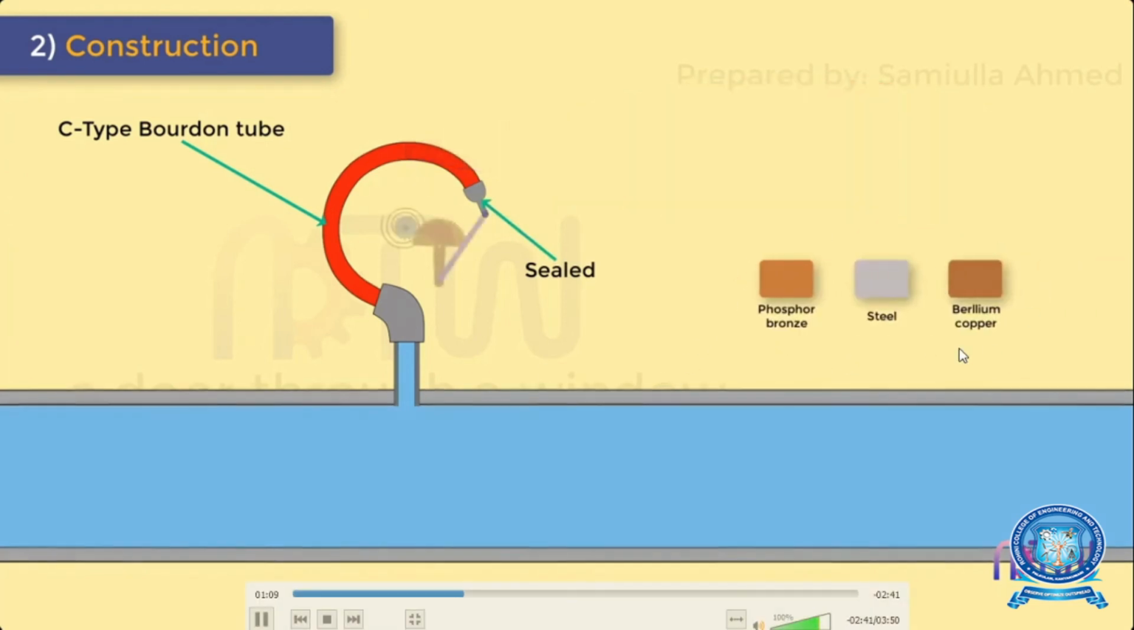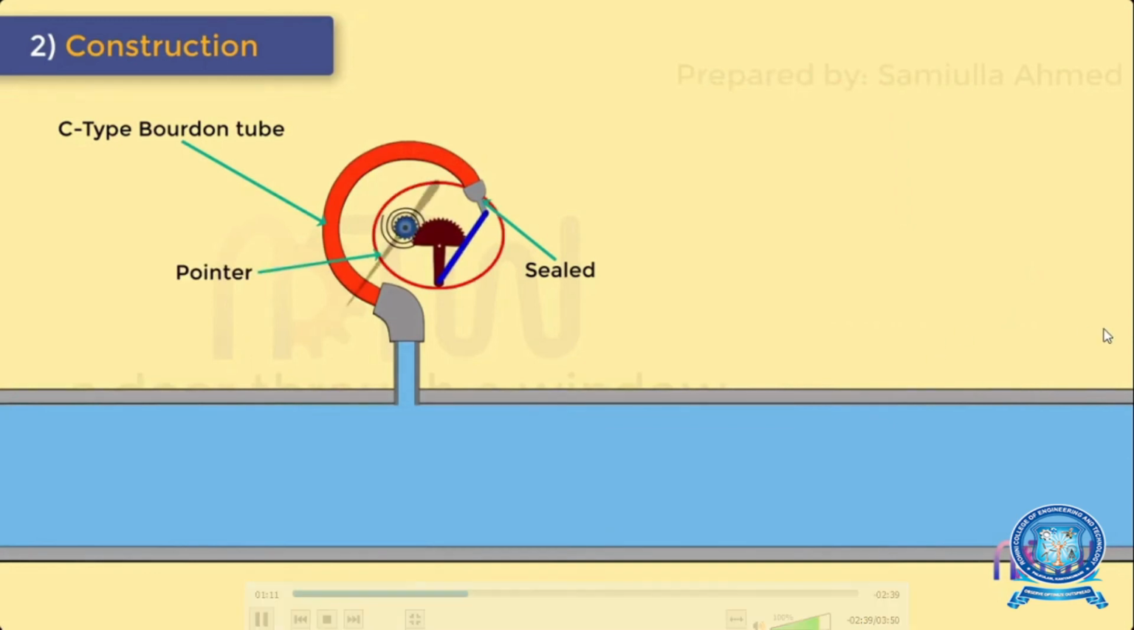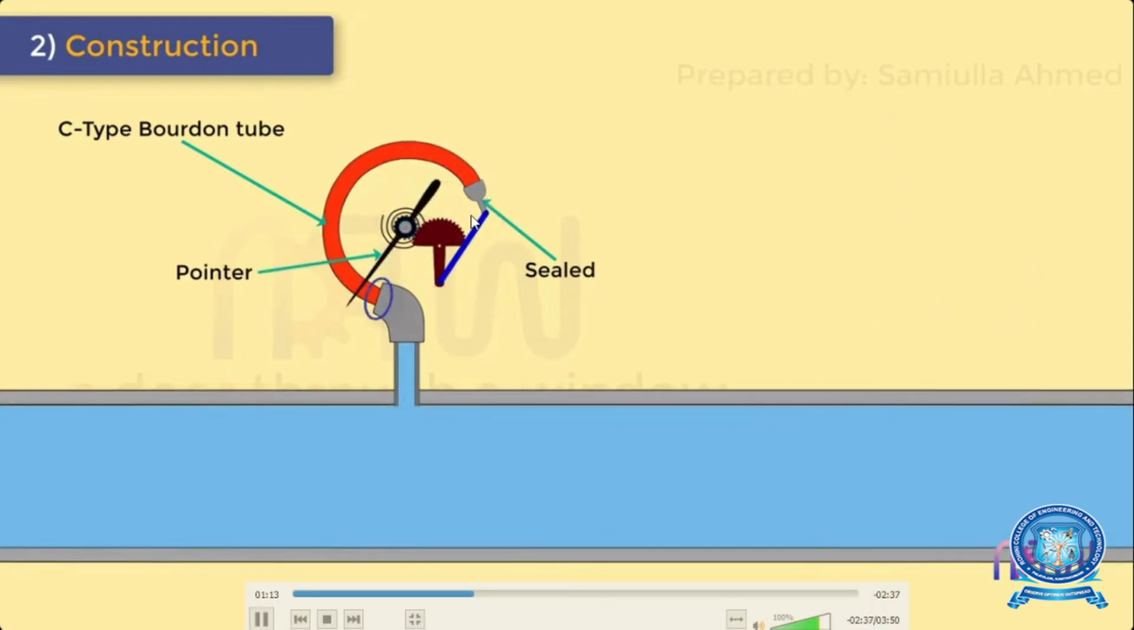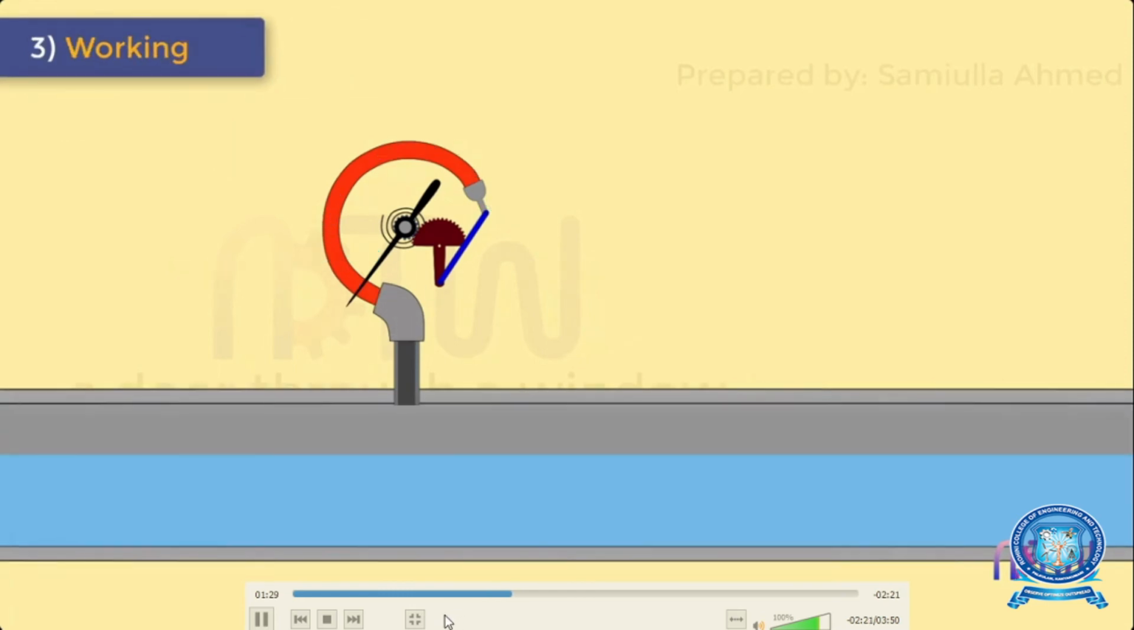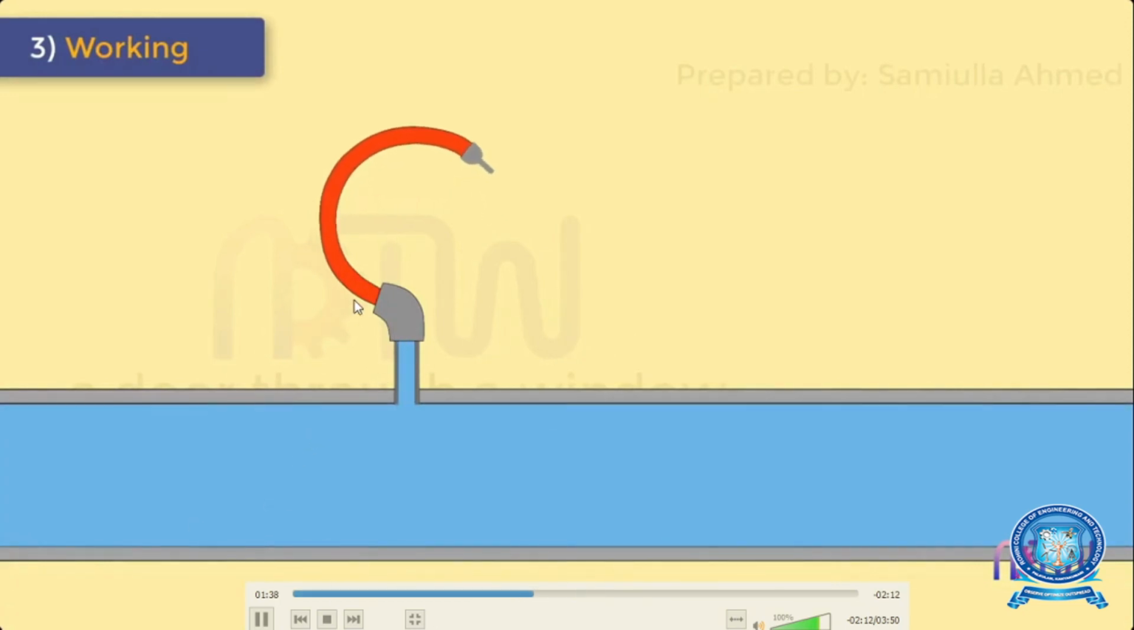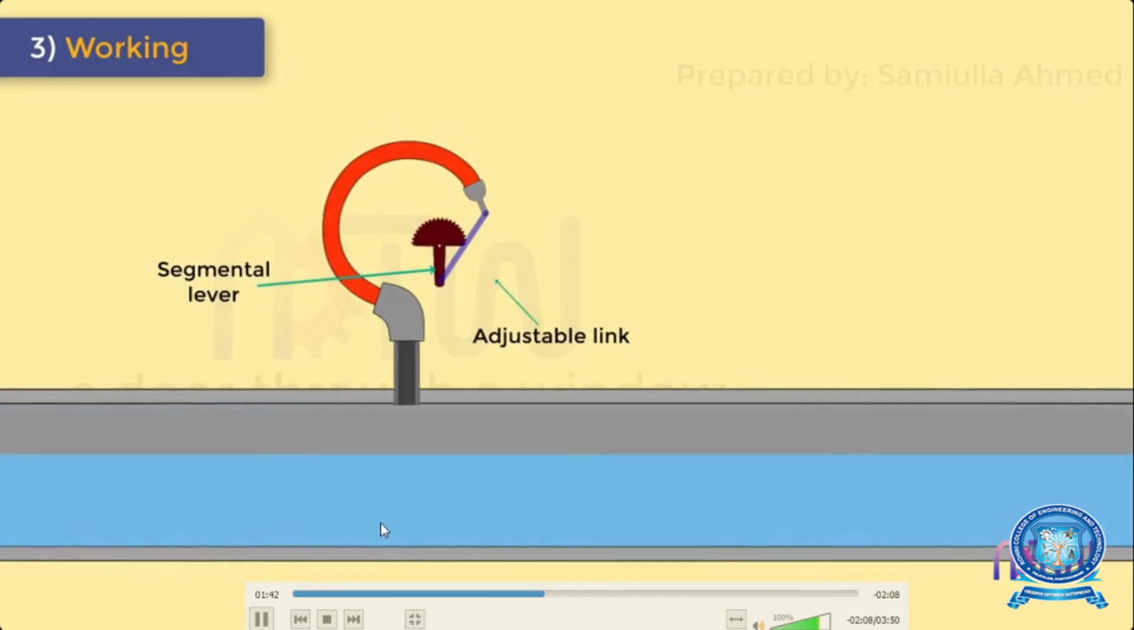We are using here phosphor bronze steel. Here there's a seal with the linkage with the pointer, and with the pressure of the fluid, it moves over the entire Bourdon tube. Now, working: when the fluid moves upwards, it gives the pressure on the entire C-type Bourdon tube. When it is down, it moves downwards.